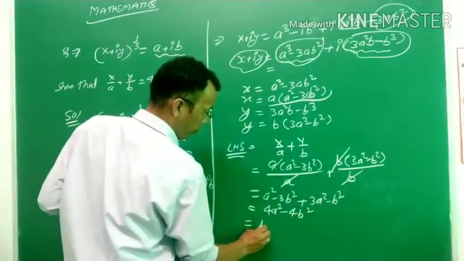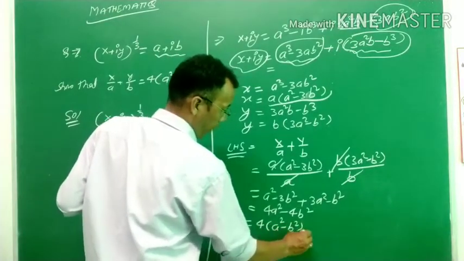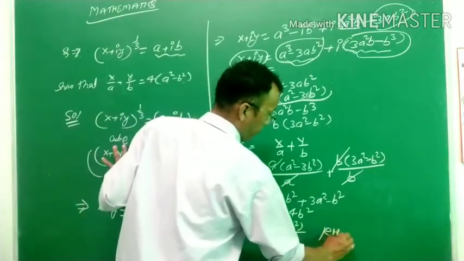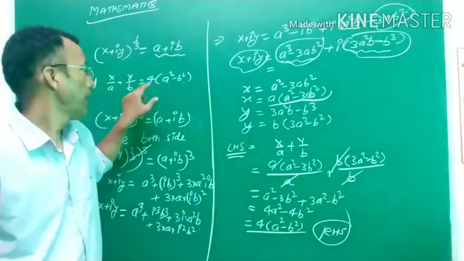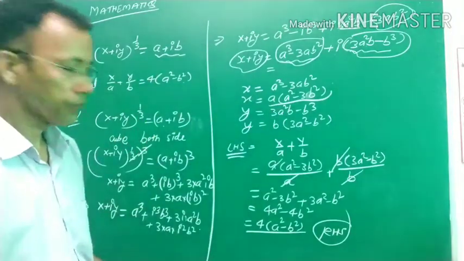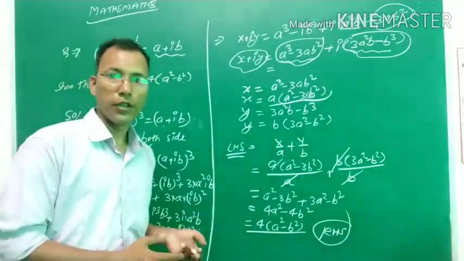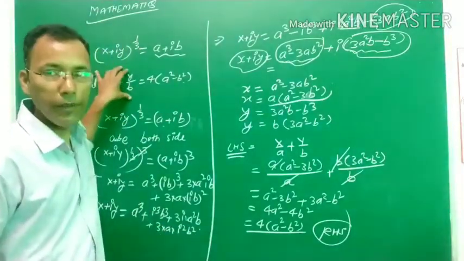Now this is equal to 4 common, so 4 into (a square minus b square). So this is the right hand side. Hence proved. This is the right hand side which we had to prove: 4 into (a square minus b square). Right? So that is the solution of the question which we had to prove.